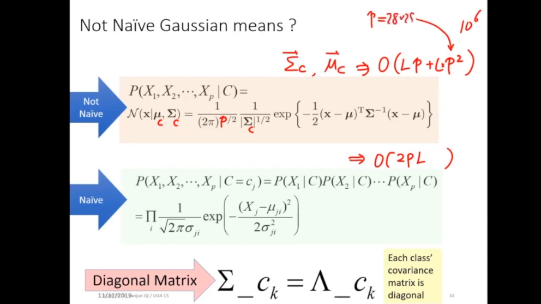So what is 28 times 28? It's about 700, right? Let's just make it more dramatic: it's 10 to the 3. And then p quadratic. How many classes do you have? What's the L? 10. Then how many parameters do you need to estimate in this case? Almost 10 to the 7, or maybe 10 to the 6. Actually, 10 to the 6 is more correct.